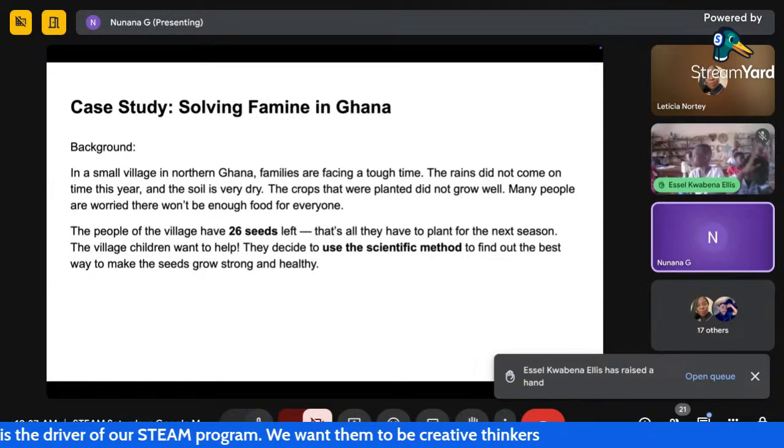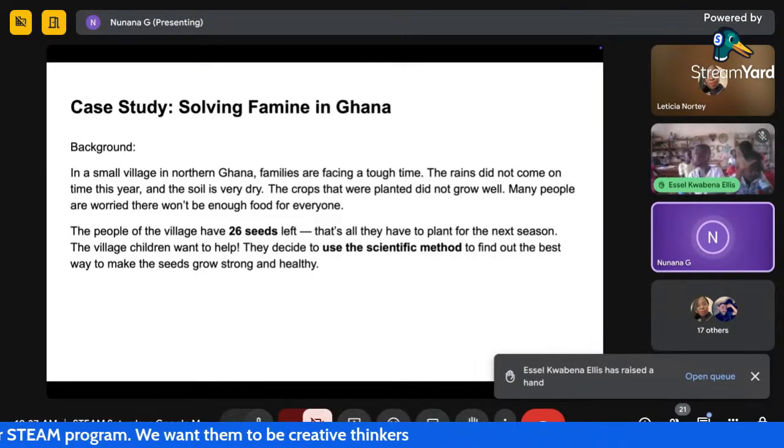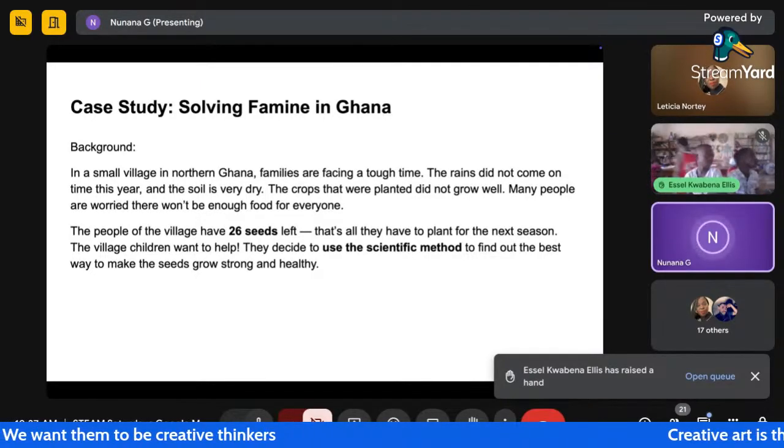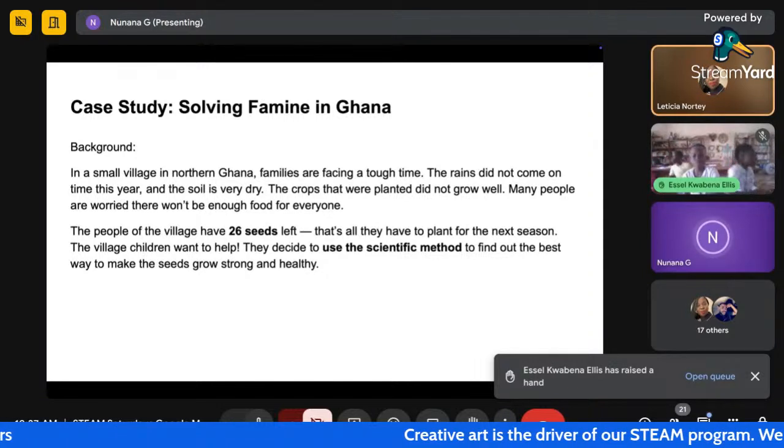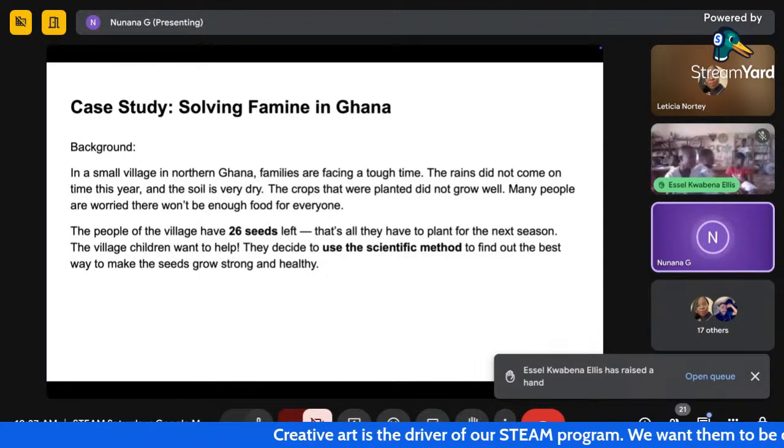The village children want to help. They decide to use the scientific method to find out the best way to make the seeds grow strong and healthy.